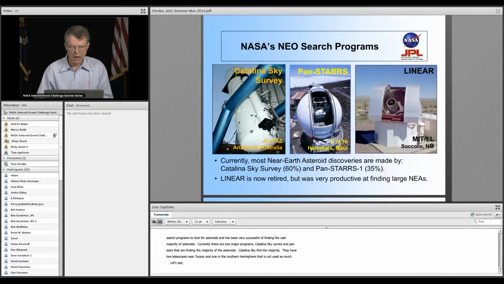Let's see, Pan-STARRS is in Hawaii. It has a 1.7 meter telescope. LINEAR, which is on the right, I show because it is a telescope, a smaller one, which is no longer being used right now. It's being kind of retired, but it found the vast majority of the large asteroids. So it is certainly one of the major players.